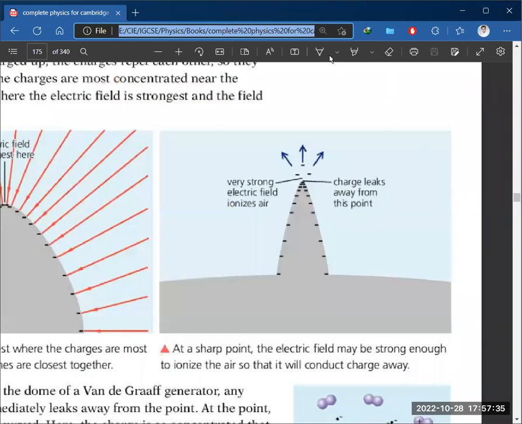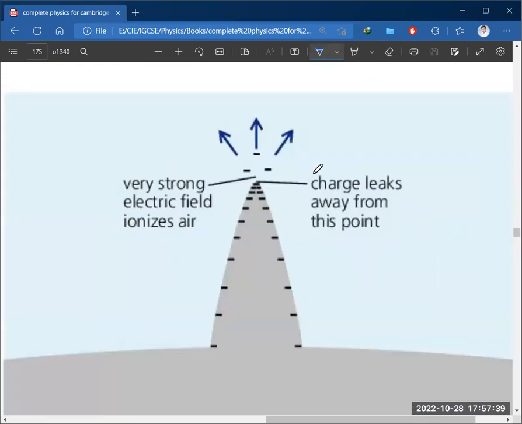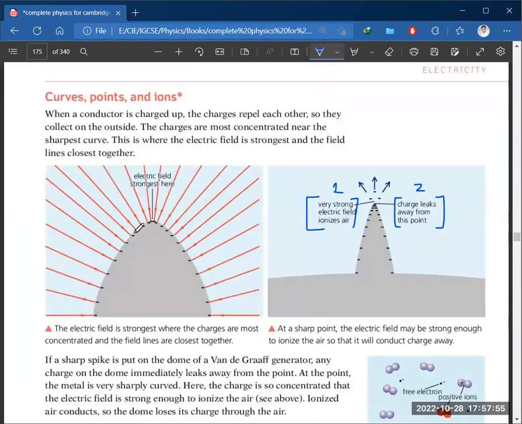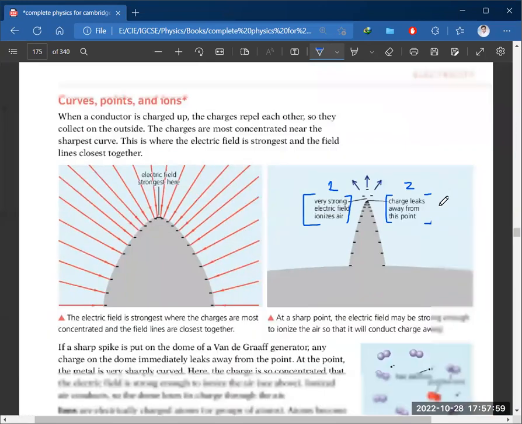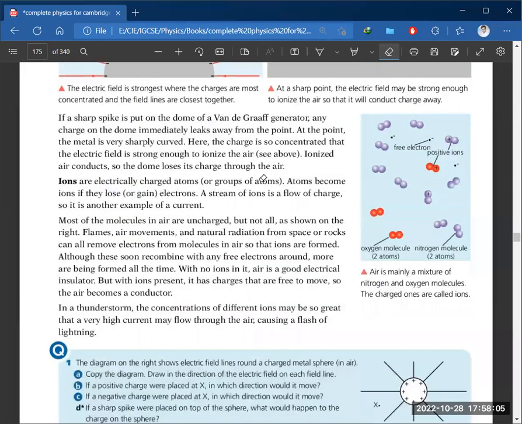Yes, sir. Look right here. Safa, read this point from here. Very strong electric field ionizes air. Charge leaks away from this point. So since the field lines become closer and closer to the sharp point, that sharp point can cause sparks because the field is very strong.